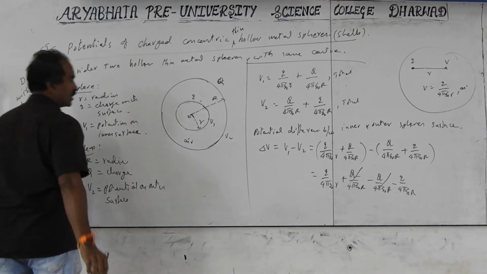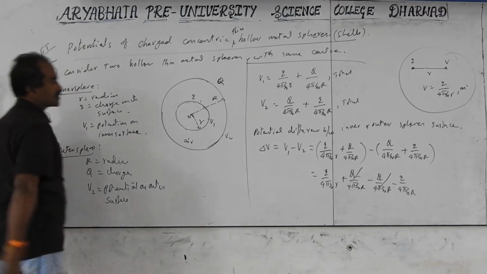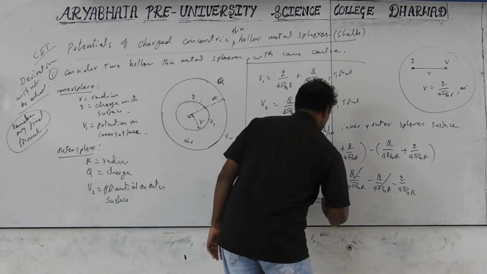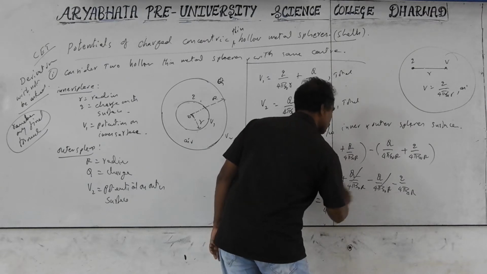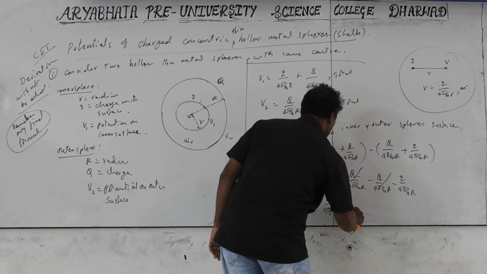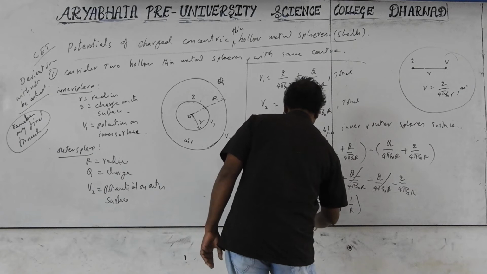What you have to remember is only the final formula and the concept related to it. So this part will be cancelled. The remaining term is q by 4 pi epsilon naught, and 4 pi epsilon naught is common, so 1 by r minus 1 by R. This part is V1 minus V2.